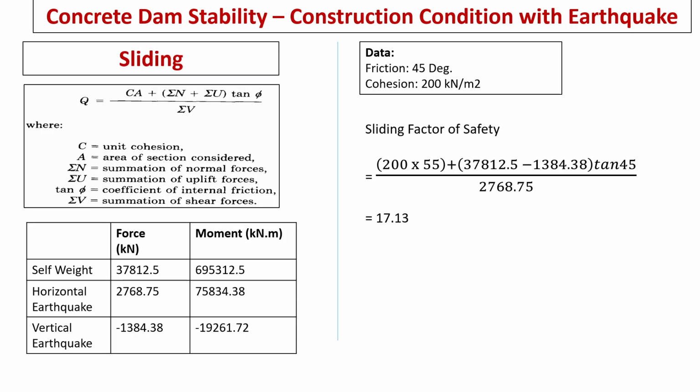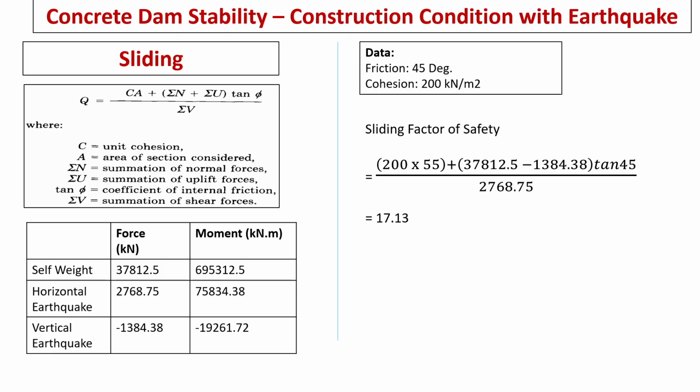In construction condition, there are no horizontal forces, so factor of safety in sliding was not calculated. But in this condition, there is horizontal earthquake. Vertical earthquake reduces the weight, so it is deducted, and in the denominator we have used the value of horizontal earthquake. As there are no other loads, the factor of safety in sliding is much higher.